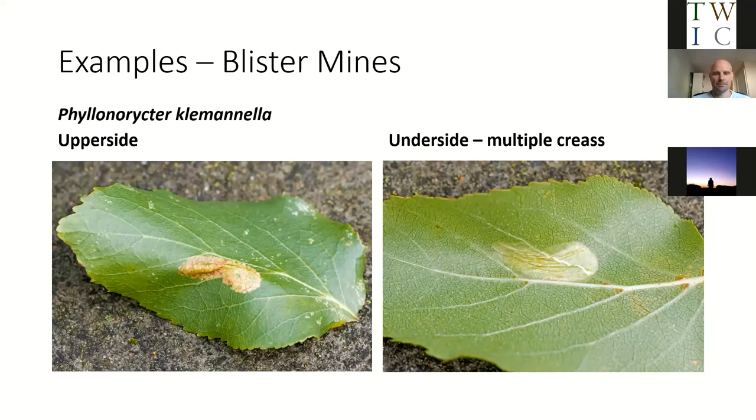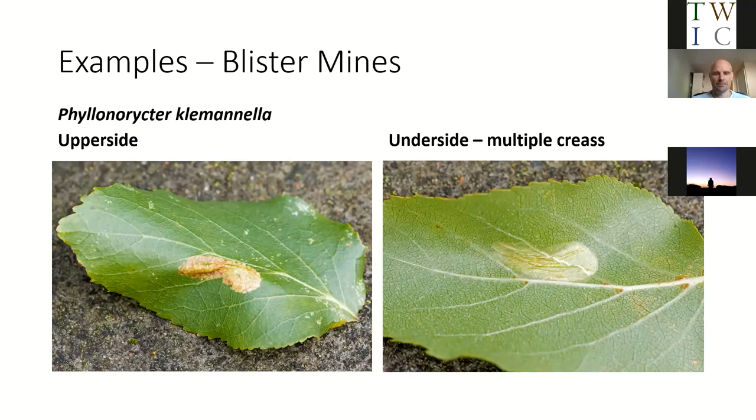Some of the things you're looking for when you're trying to identify your blister mine is the overall shape. Is it rounded and short, or is it long, narrow and slim? Is it rounded, elongated? What is the amount and the orientation of the contortion of the leaf? How many creases are there on the underside? Is it uncreased? Is there one single central crease, or are there many creases?